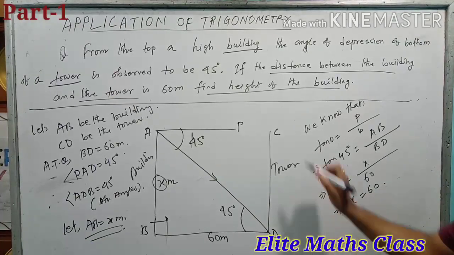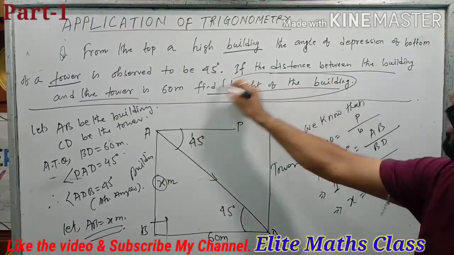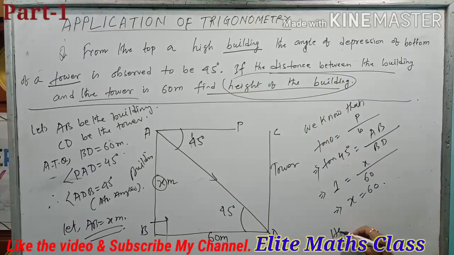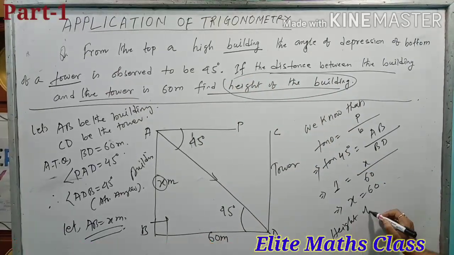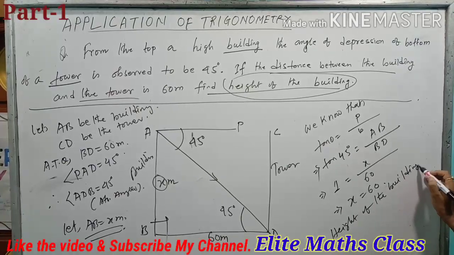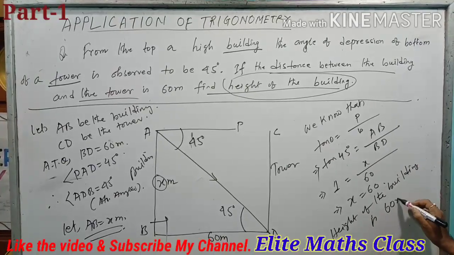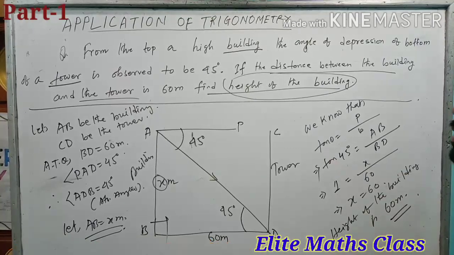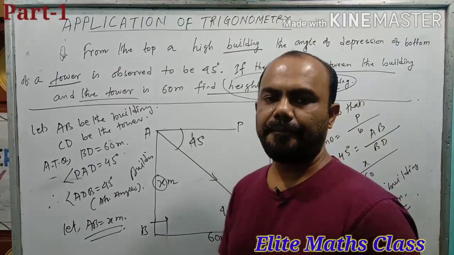Therefore what we have to find? We have to find the height of the building. Therefore height of the building is 60 meter. Hope these two problems are clear.